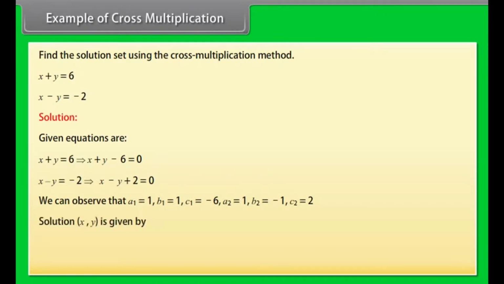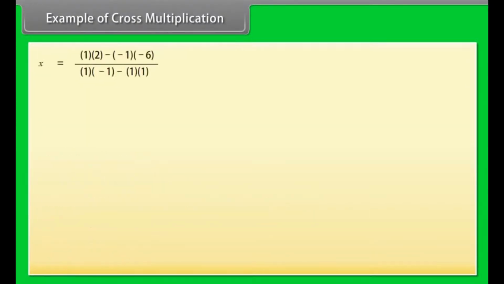The solution x, y is given by x is equal to b1c2 minus b2c1 upon a1b2 minus a2b1. Now by substituting the values, we get x is equal to 1 into 2 minus minus 1 into minus 6 upon 1 into minus 1 minus 1 into 1. By calculating, we get x is equal to 2.